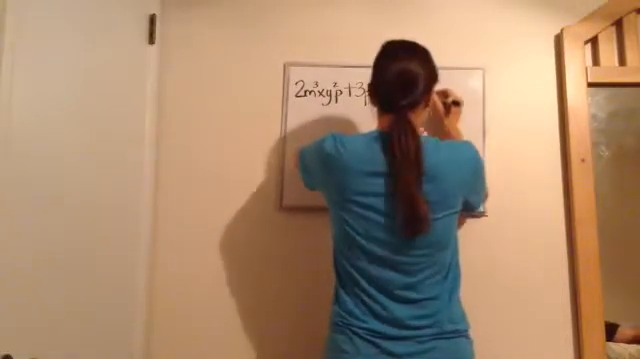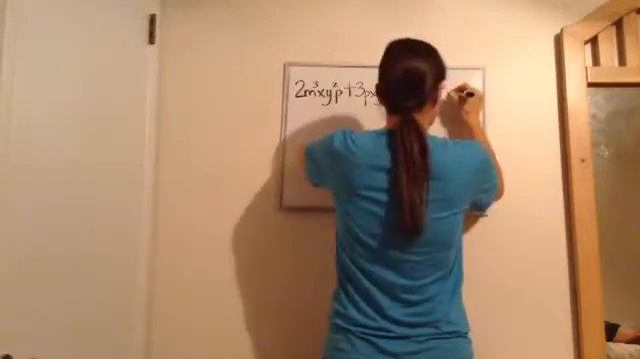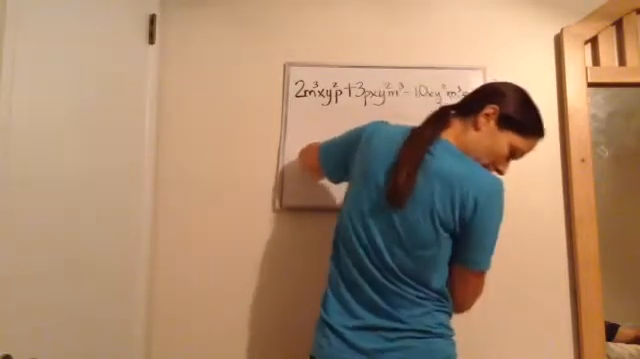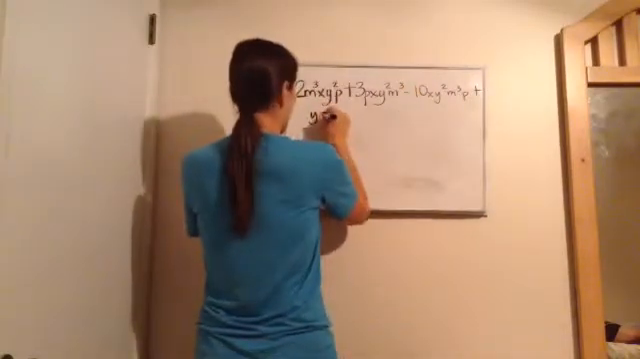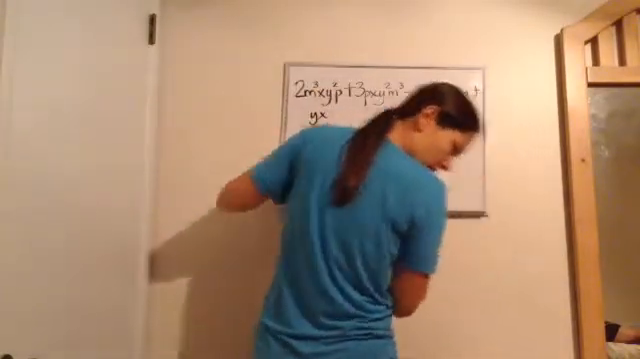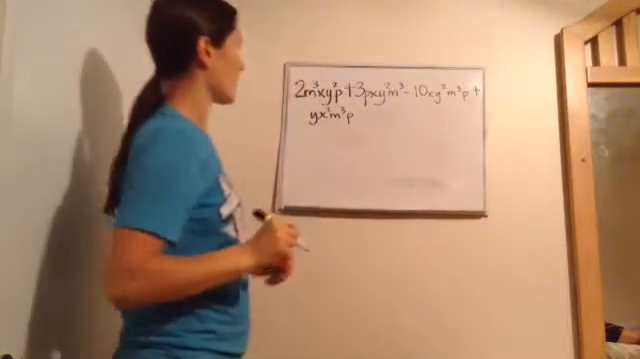Sorry. Okay. Minus 10xy squared m3p. And I didn't get it all the way. Plus yx squared m3p. Okay.